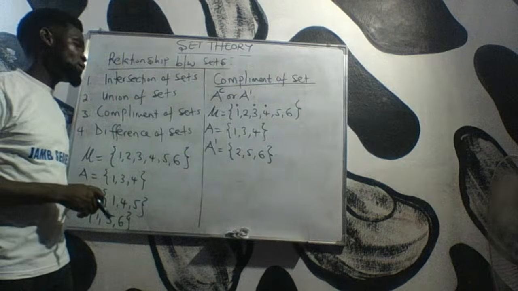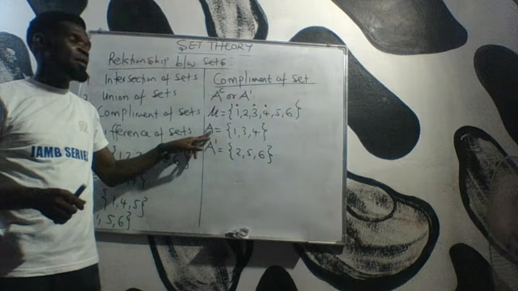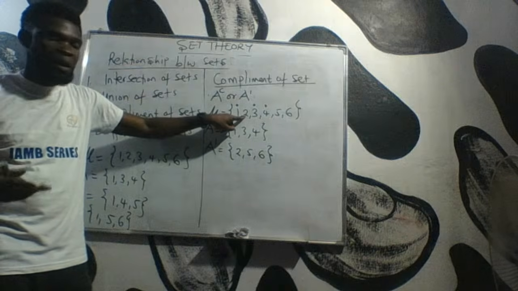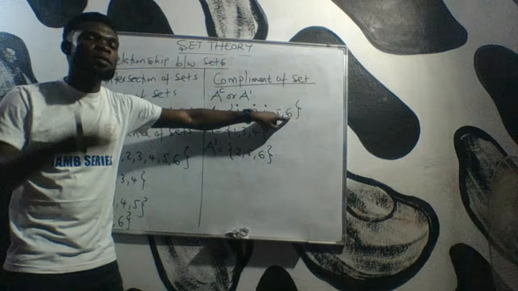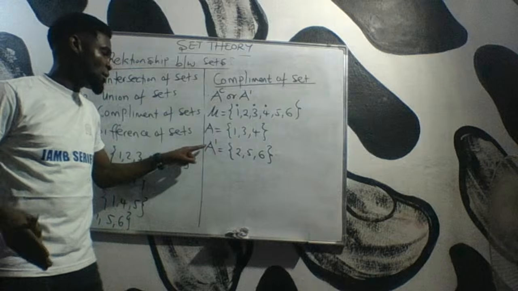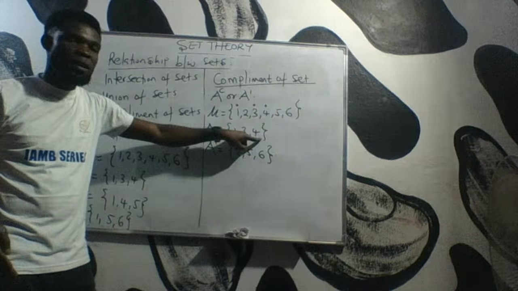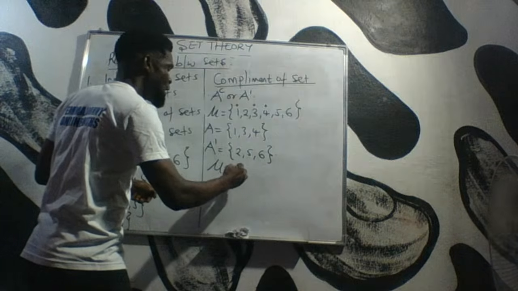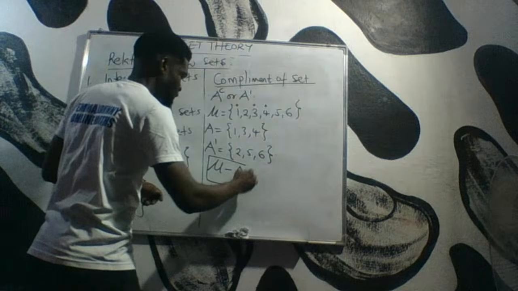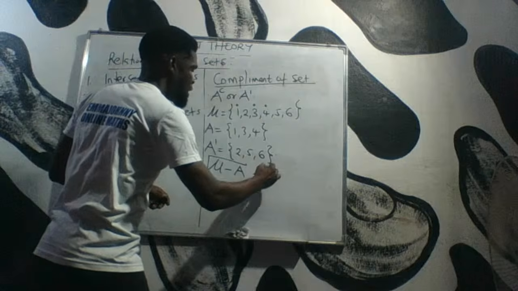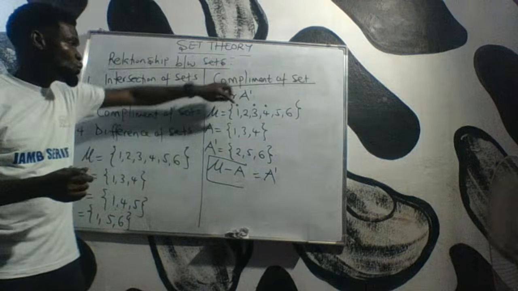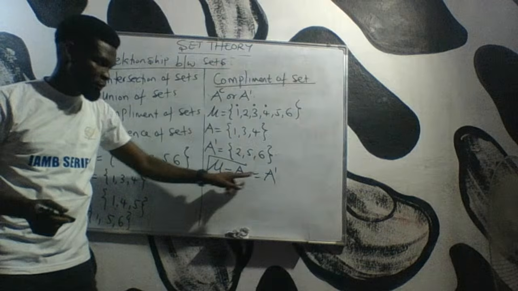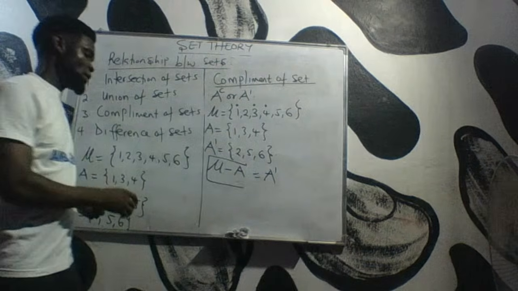So what is complement of set A? Given a set A, the complement of set A are those elements in the universal set, like 2, 5, and 6, that are not in set A. So complement of set simply means universal set minus A is equal to A complement. That is to say, go to the universal set, remove all the elements of set A. That gives you the complement of set A.